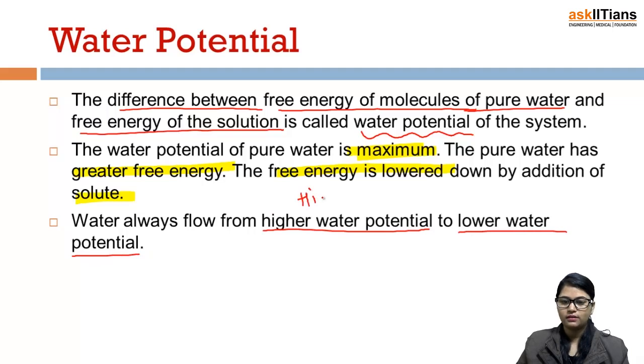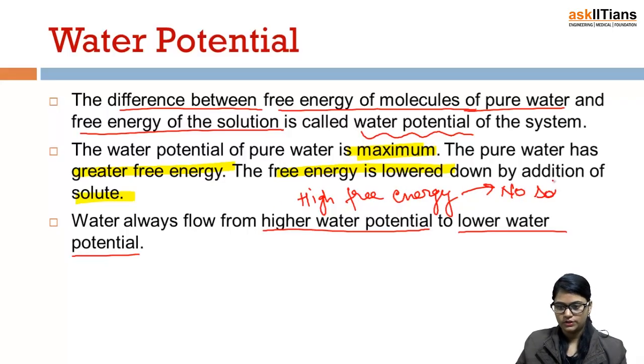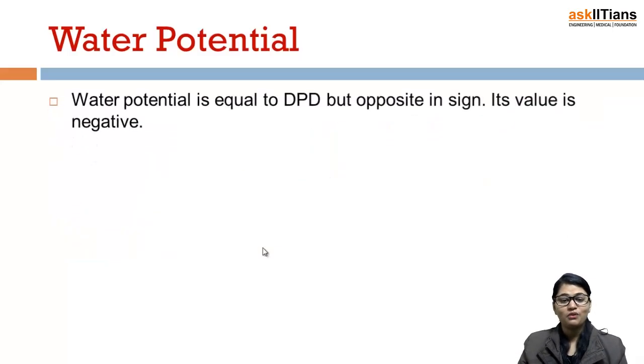So higher water potential means high free energy. Then why is it high free energy? Because it has no solutes. So from high to low, because the other has solutes, water will move from high water potential to low water potential. Water potential is equal to DPD, but opposite in sign.